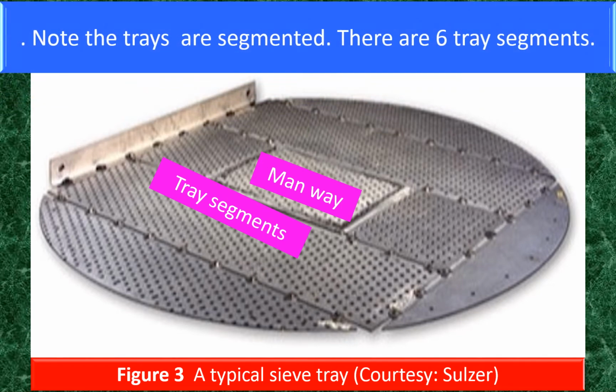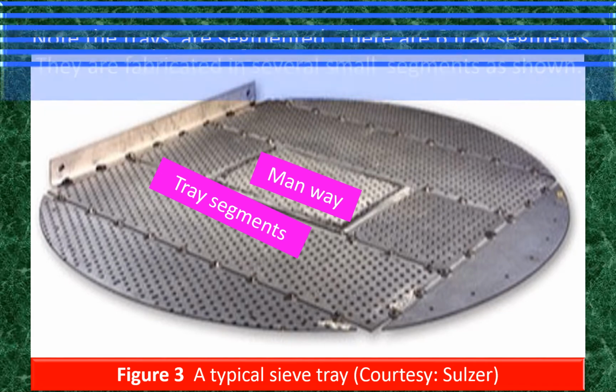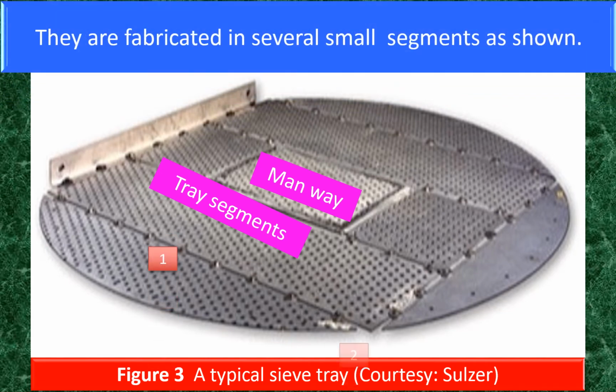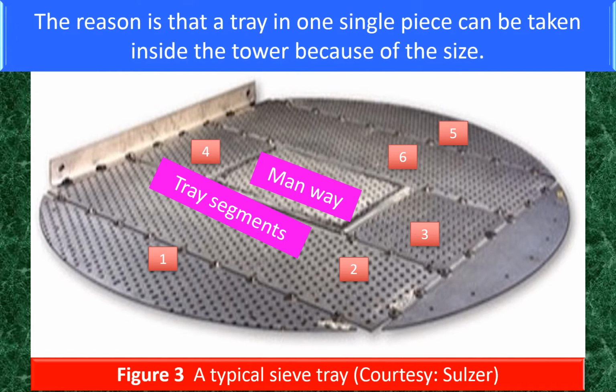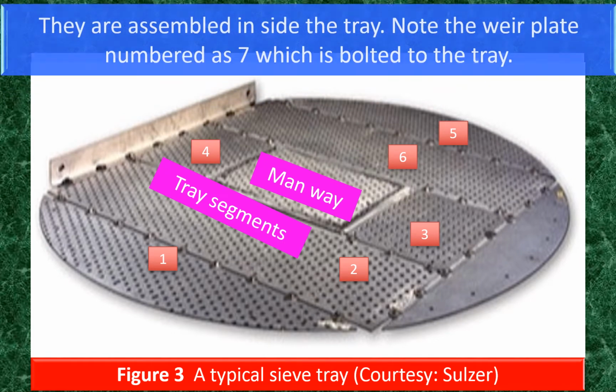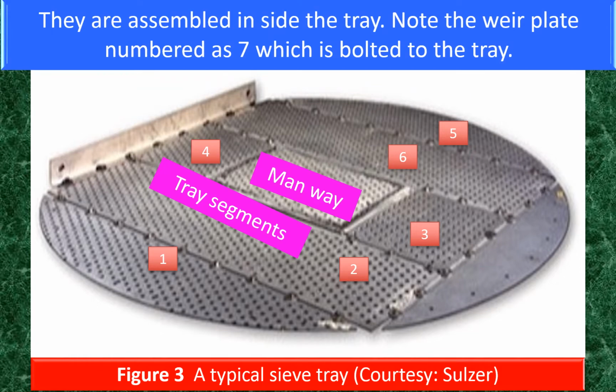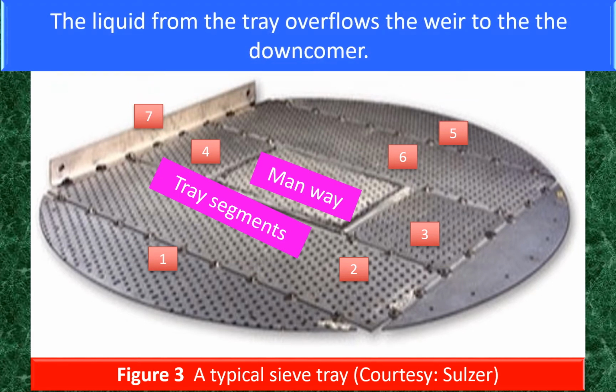Note, the trays are segmented. There are 6 tray segments. They are fabricated in several small segments as shown. The reason is that the tray in one single piece cannot be taken inside the tower because of the size. They are assembled inside the tower. Note the weir plate numbered as 7, which is bolted to the tray. The liquid from the tray overflows the weir to the downcomer.